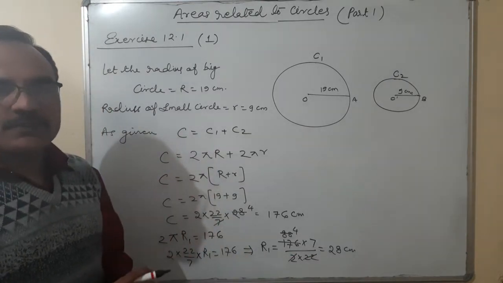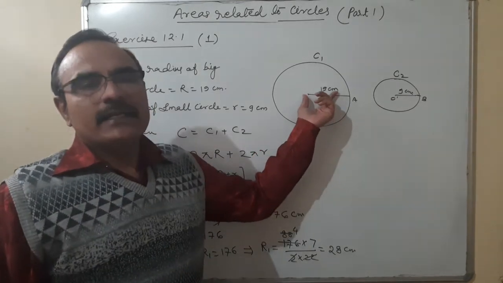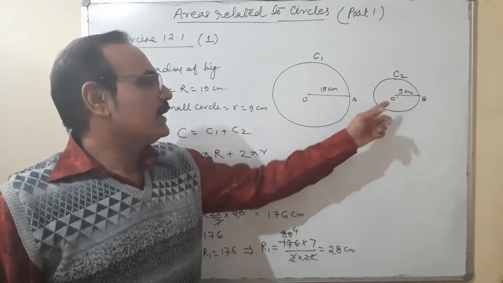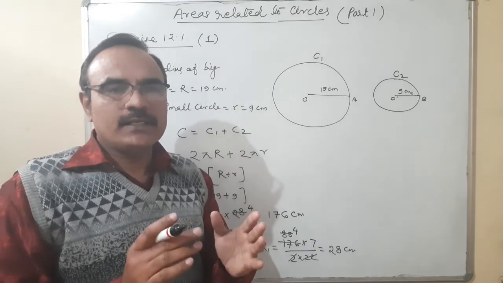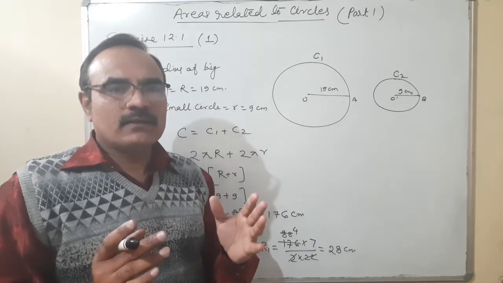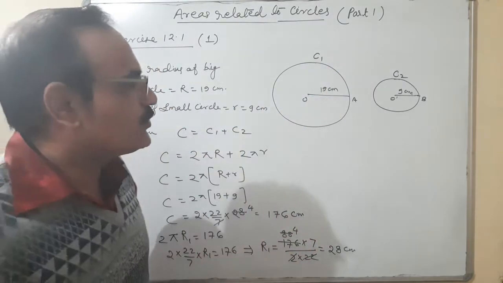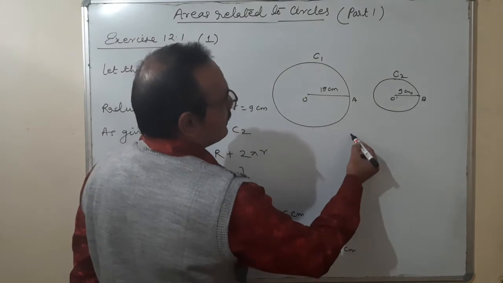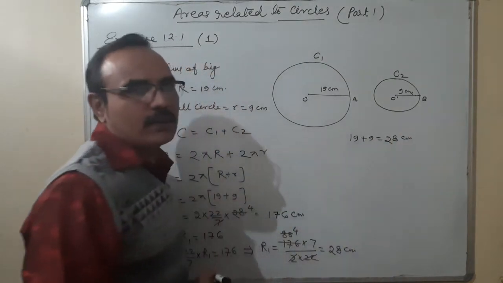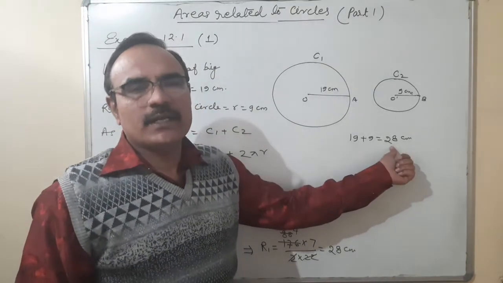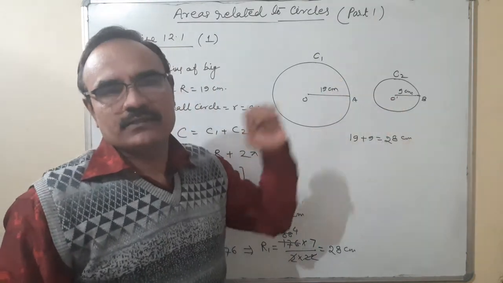So whatever the calculation which I have done here, now let us see directly what is the answer. 19 centimeter is the radius of the big circle and 9 centimeter is the radius of the small circle. When the question is asked what is the radius of that circle whose circumference is equal to the sum of circumference of these two circles, nothing you have to do, simply you are going to add them. 19 plus 9 is equal to 28 centimeter. Okay, so this 28 centimeter will be the radius of that circle whose circumference is equal to the sum of these two circles. Is that okay?